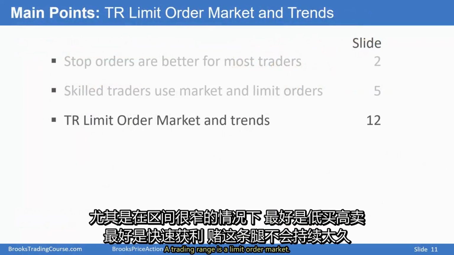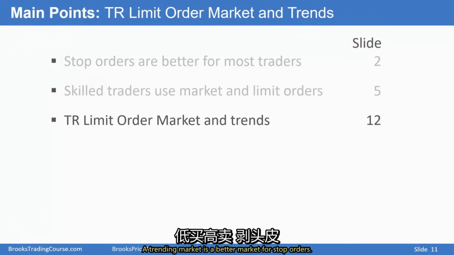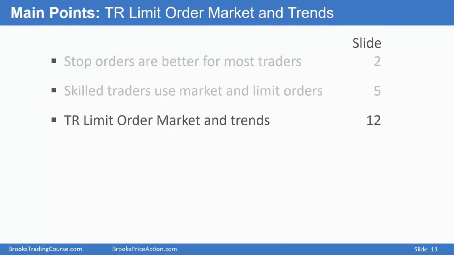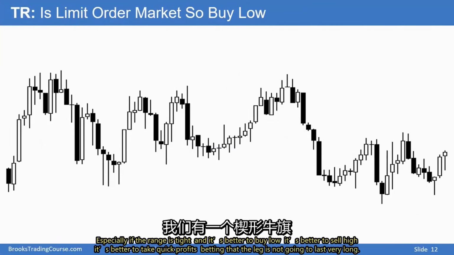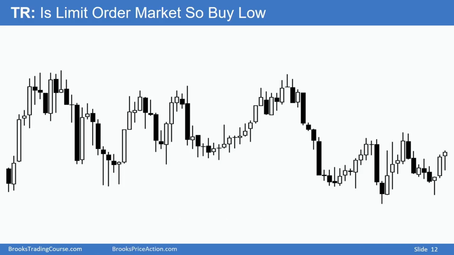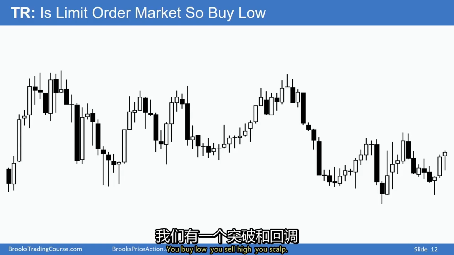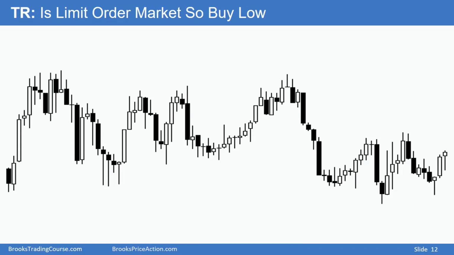A trading range is a limit order market. A trending market is a better market for stop orders. A trading range is a limit order market, especially if the range is tight, and it's better to buy low, it's better to sell high, it's better to take quick profits, betting that the leg is not going to last very long. You buy low, you sell high, you scalp.